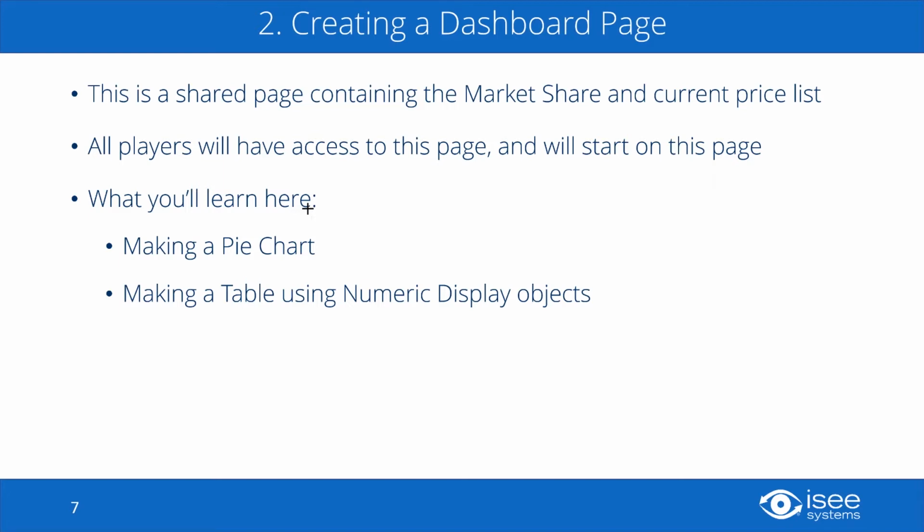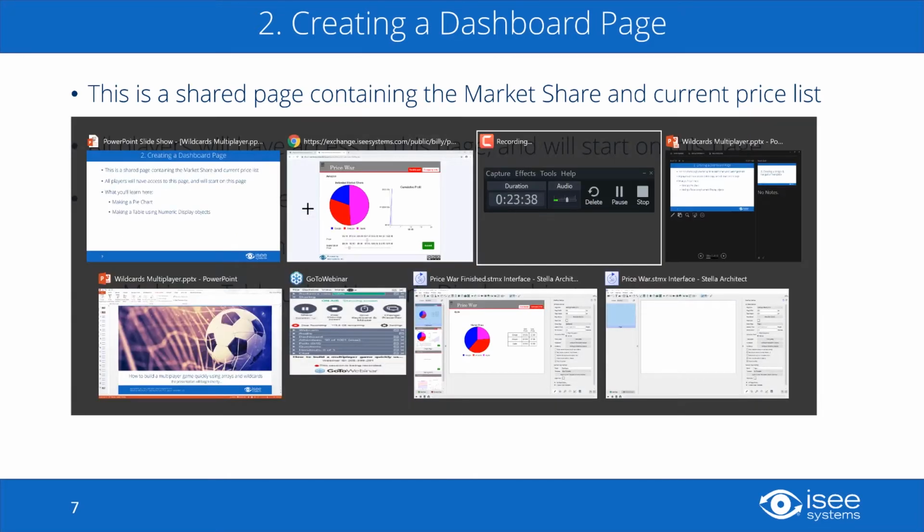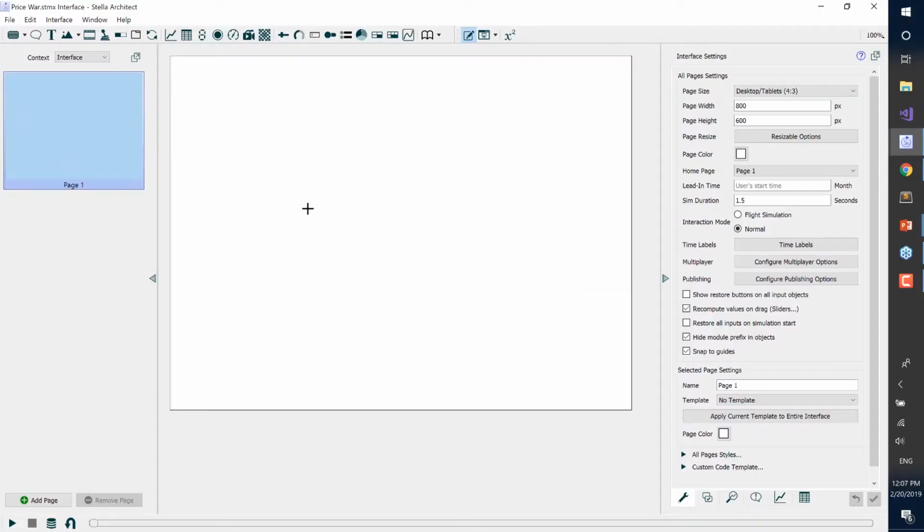So the first thing I want to show you when we get into Stella Architect is the interface window. Here's where we can build our interfaces. All of the tools that we use to build our interfaces are at the top. Running down the left is a list of thumbnails like you would see in PowerPoint that let you preview each of the pages in your interface. And if we hit the X squared button, we can go and view the model.